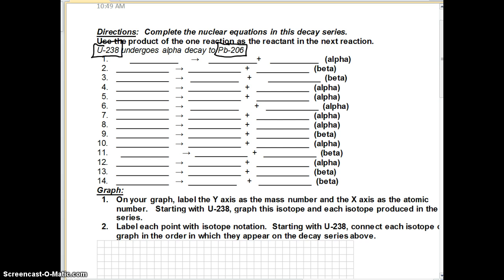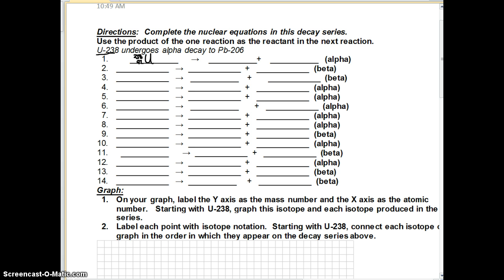I want to just talk to you about a couple of these, and then I want to talk to you about how these are going to be graphed. It did say that we're going to start off with U238, so right here on this very first line in number 1, I'm going to write in 238 uranium, and then we need to look up the atomic number of uranium. Again, that's 92 from the periodic table.